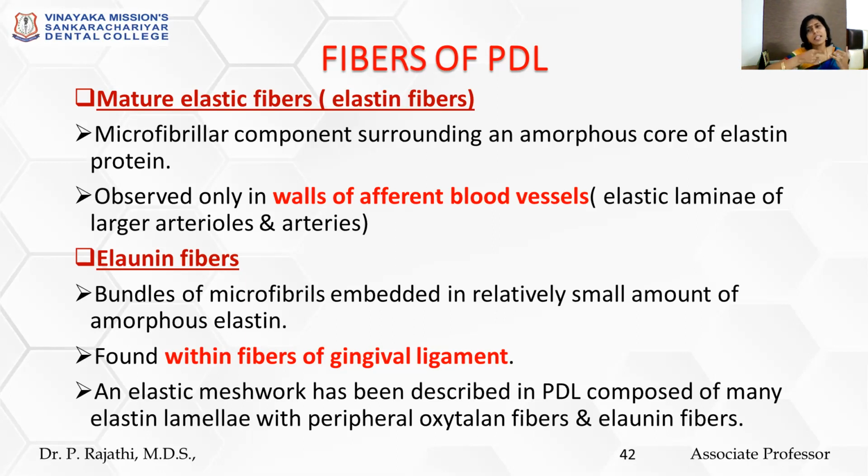Okay. Next is elaunin fibers. These fibers are not exactly found in the periodontal ligament fibers. They are found within the fibers of the gingival ligament. But an elastic meshwork with elastin laminae and peripheral oxytalan fibers and elaunin fibers are also seen in the case of periodontal ligament fiber. Okay. So here it's going to have an amorphous small amount of elastin protein with a bundle of microfibrils.